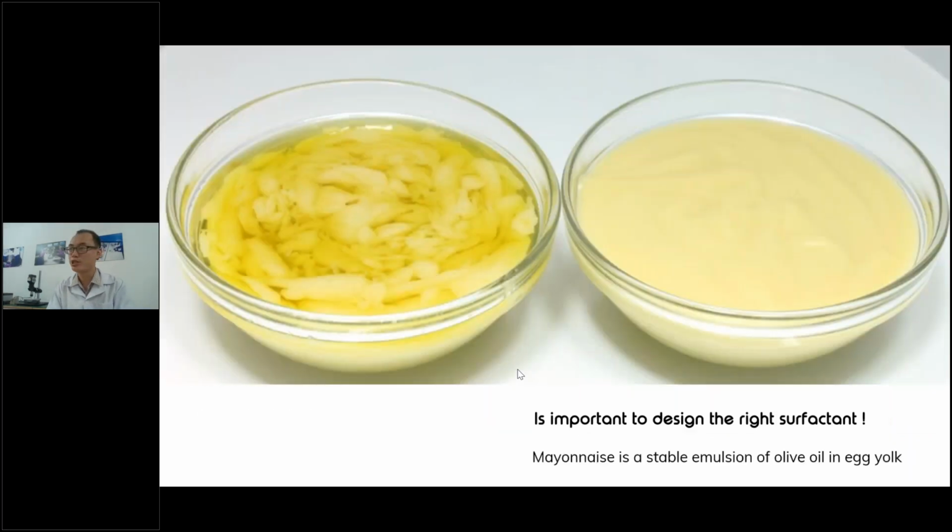Here are some examples showing how important it is to design the right surfactant. In the left-hand photo, you can see olive oil in agar without surfactant, not making an emulsion. The right-hand photo shows mayonnaise, which is a stable emulsion of olive oil and agar.